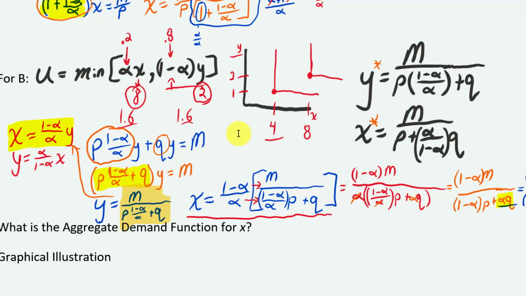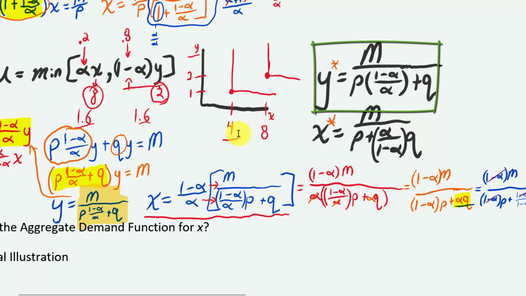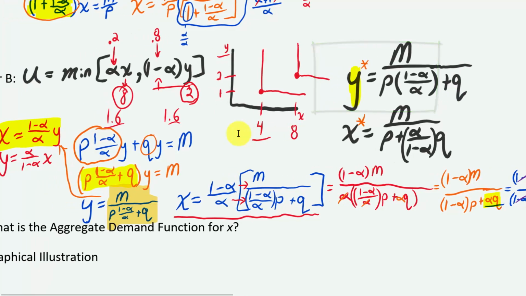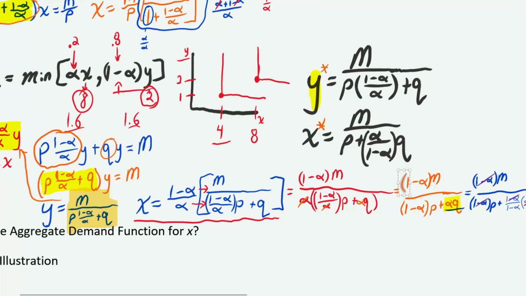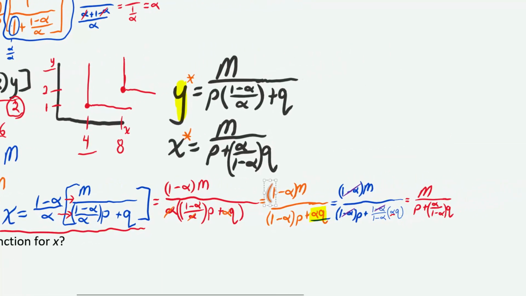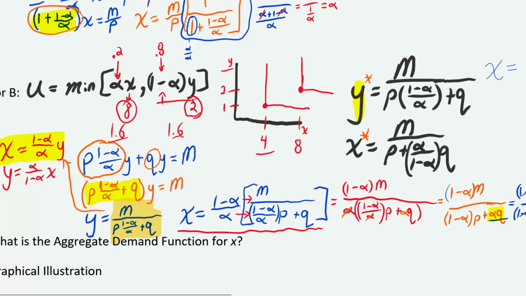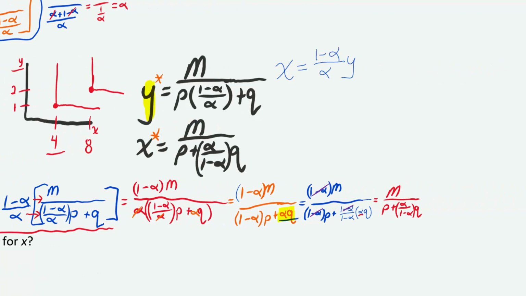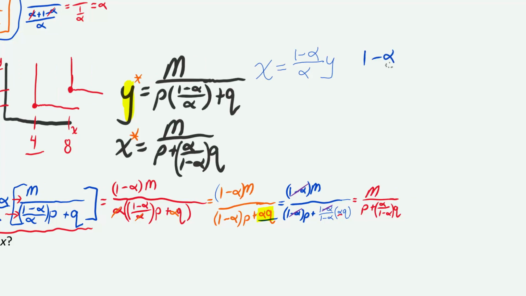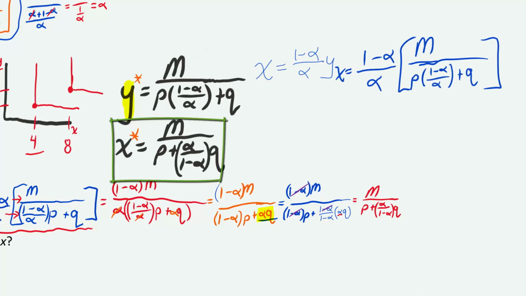Let's take y, our solution here, and let's multiply it times (1 minus alpha) over alpha, and let's see if we get the same expression we have for x here. This is one way to give us some confidence that we've done the right thing. So x equals (1 minus alpha) over alpha times y. Let's just take our expression for y and multiply it and see what we get. (1 minus alpha) over alpha times y. Okay, well, that's m over p times (1 minus alpha) over alpha plus q. When we simplify that down, that had better give us x.